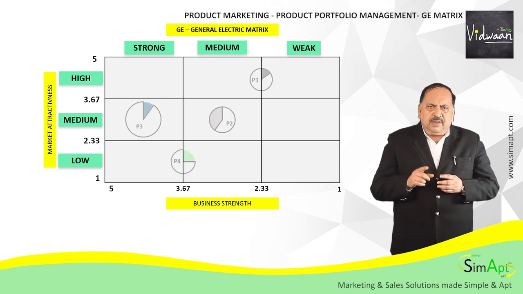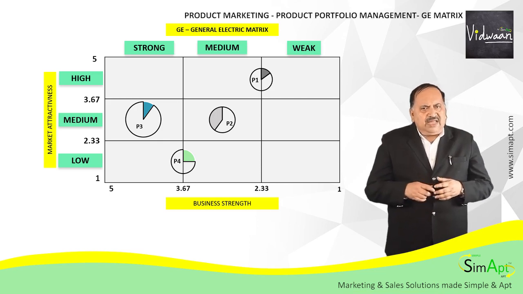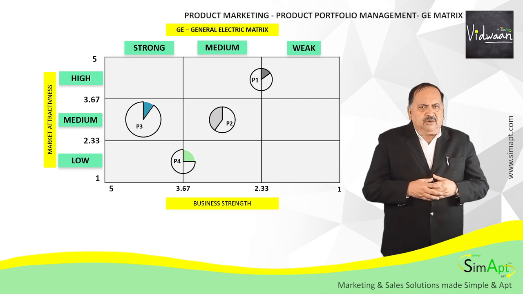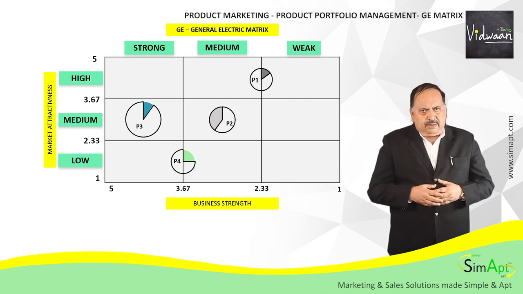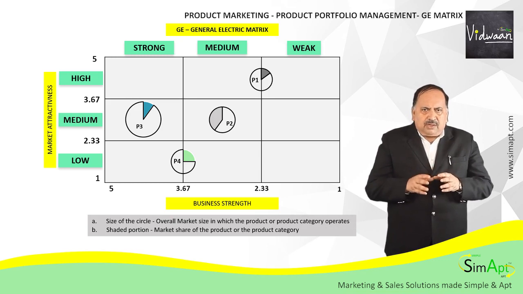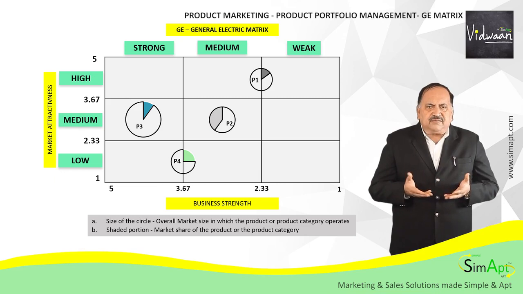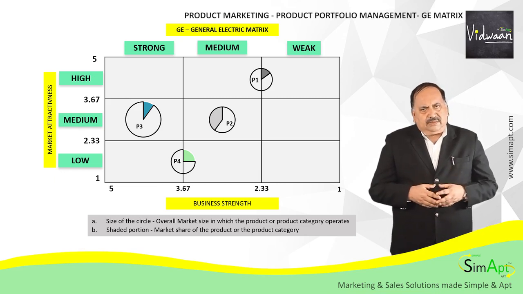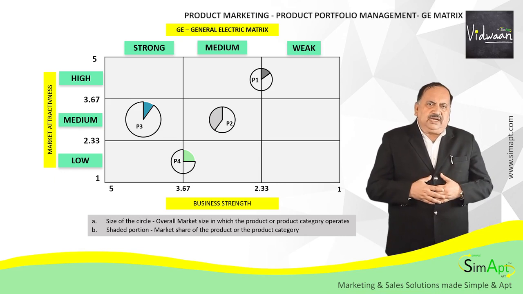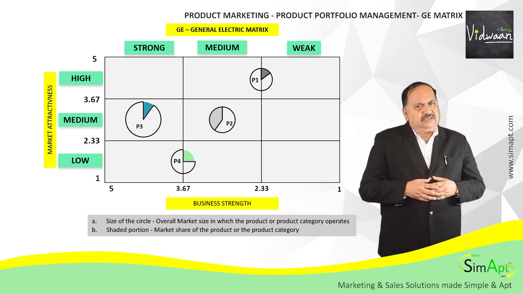The products P1, P2, P3, P4 are plotted against the x-axis of business strength and the y-axis of market attractiveness with the following criteria. The size of the circle denotes the overall market size in which the product or the product category operates. The shaded portion is the market share of the product or the product category. Hence, P3 operates in the largest market and P2 has the largest market share.